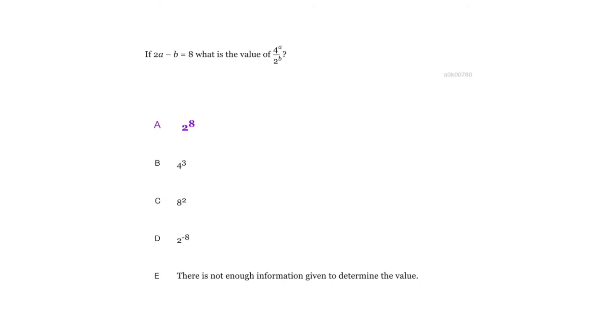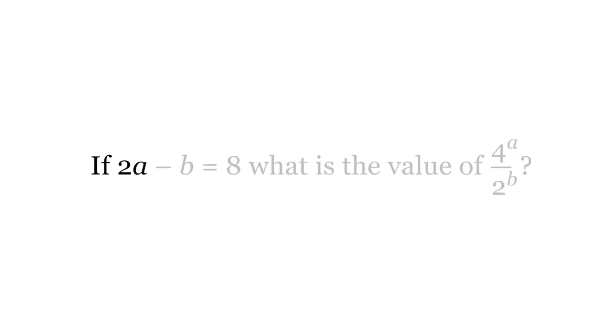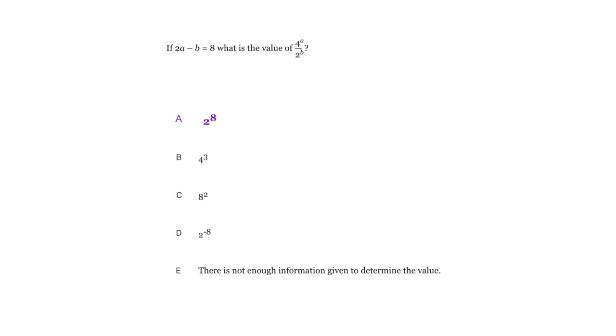Now we're going from one of the easiest questions I've included straight into one of the most difficult. But it's not that difficult once you know the rules, so I'm really glad you're watching this. All right, so we say if 2a minus b equals 8, so we have this relationship of a to b, and we're wondering what the value is of 4 to the a over 2 to the b. And this is the correct answer. It's going to be 2 to the 8th.